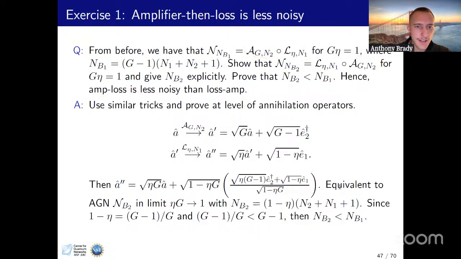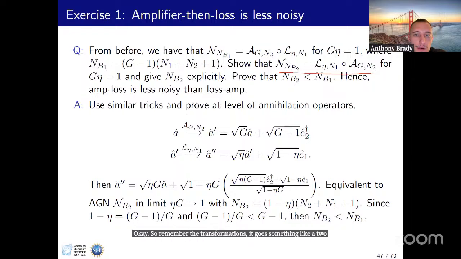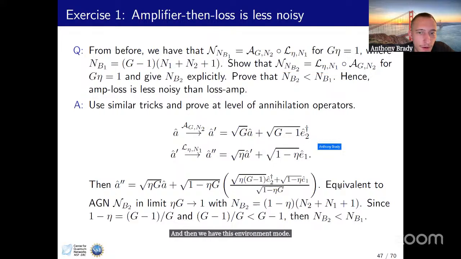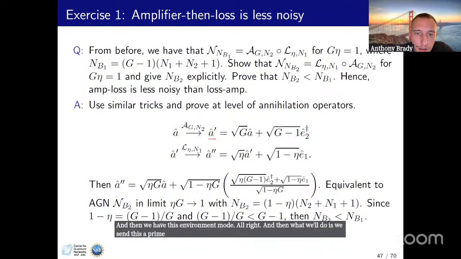Okay, so let's see. How does this go? We prove it at the level of creation and annihilation operators. And so what we're going to do is show this relation here. Remember the transformations, it goes something like a two-mode squeezer between an environment mode and the input. So first we do the two-mode squeezing, we have some gain G, and then we have this environment mode. And then we send this A prime through a loss channel, and the output is this. This is just the beam splitter transformation.